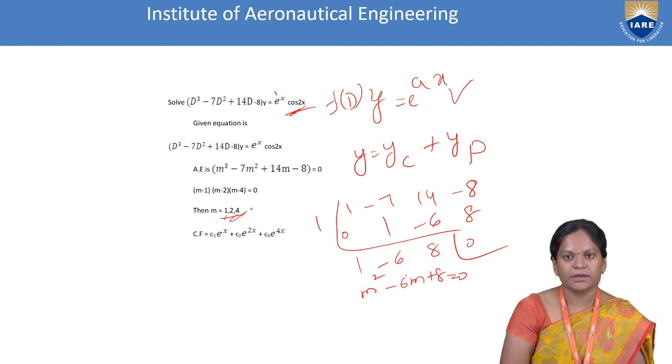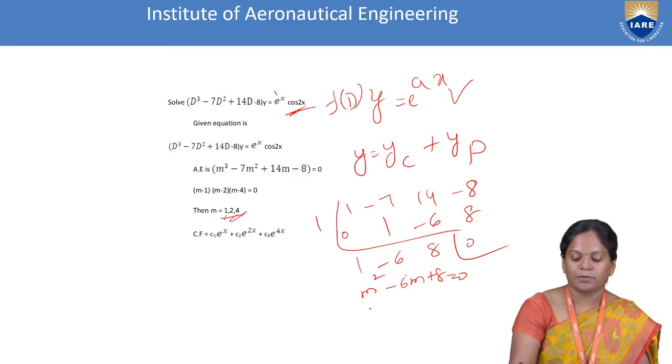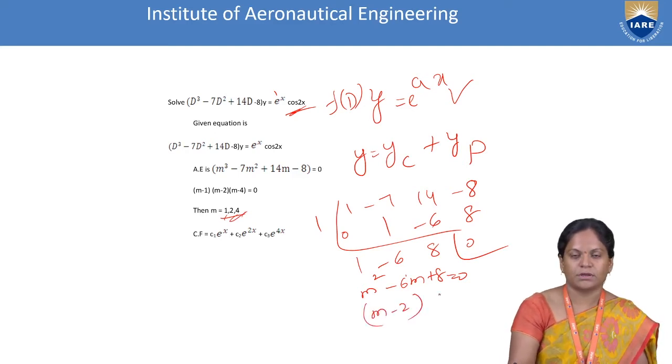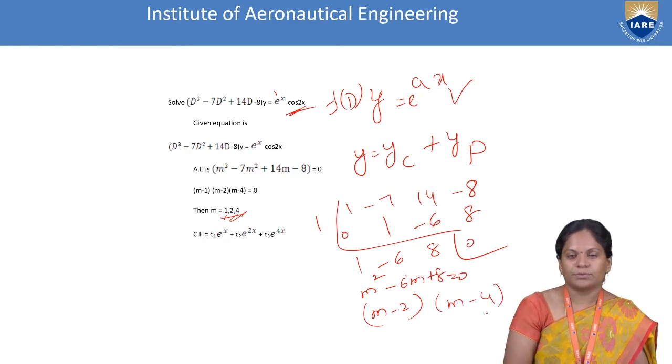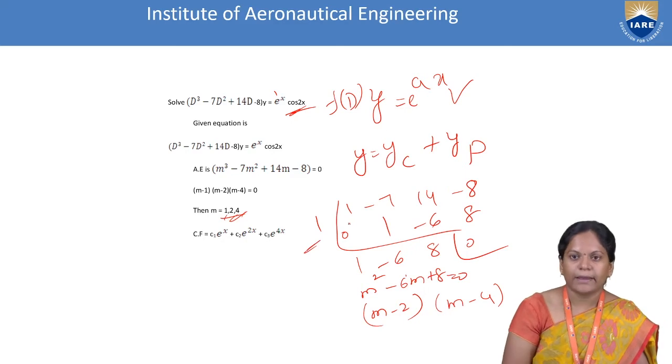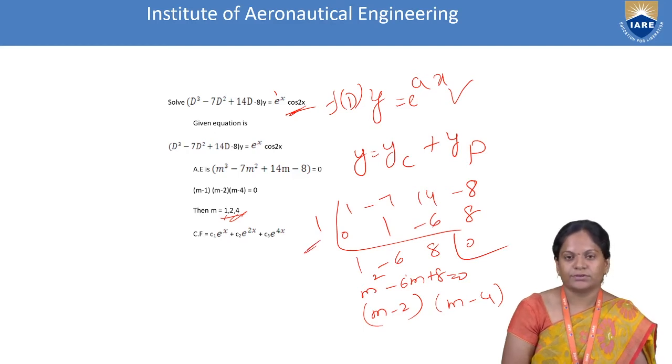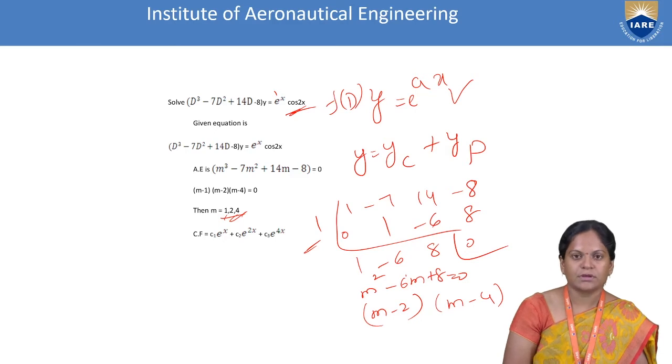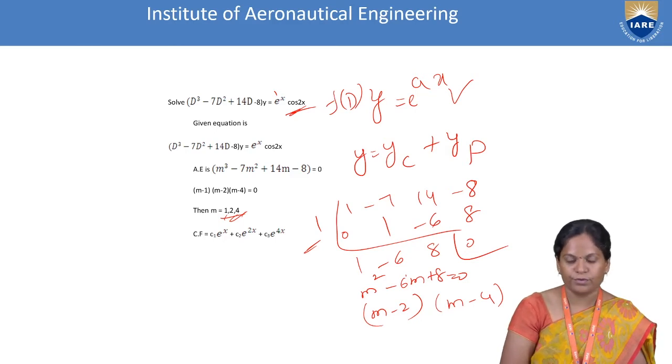So the factors are here m minus 1, and from this we'll get 2 factors. One is m minus 2 and m minus 4. These 2 roots and one more root is m minus 1. So m minus 1, m minus 2, m minus 4. These are the 3 factors. But take that equal to 0, we'll get the roots. The roots are here 1, 2, 4.